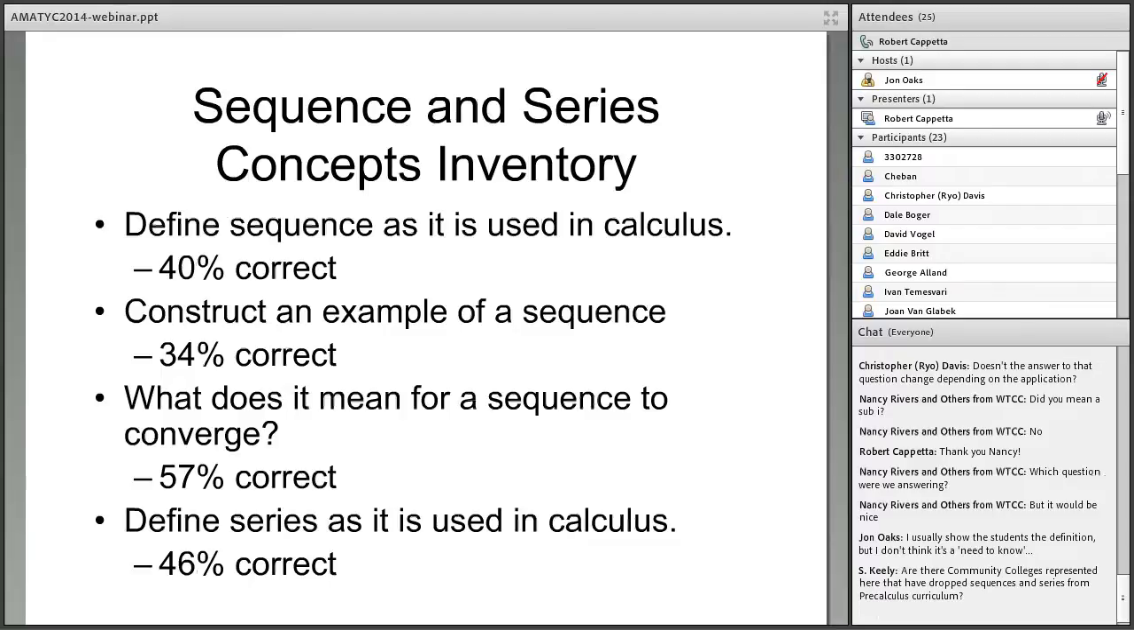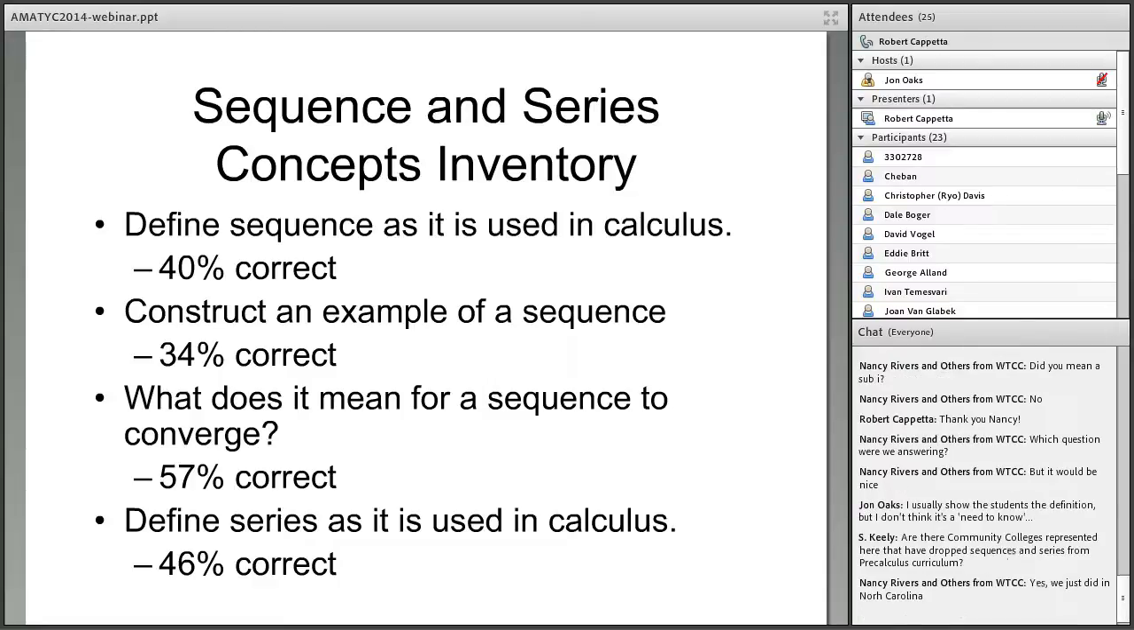So Paul McCombs and I did an early research project that we call the Concepts Inventory. And I want to show you the results that we had by looking at our students. So not necessarily easy to generalize, but worked from several sections up to quite experienced calculus instructors. So when we asked students to define sequences that was used in calculus, only 40% could define a sequence. To construct an example of a sequence, about a third of the students could construct a single example of a sequence. That's troubling.